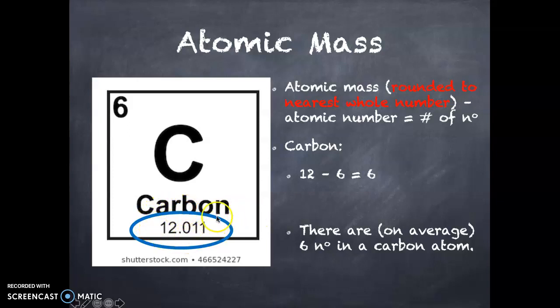In this case, we're going to take 12.011. We're going to round that to the nearest whole number, which would be 12. Now that 12 is your neutrons and your protons. Since the atomic number is the number of protons, we can subtract the 6 protons, and that leaves us with 6 neutrons. What this means is that on average, every carbon atom will have 6 neutrons in its nucleus.